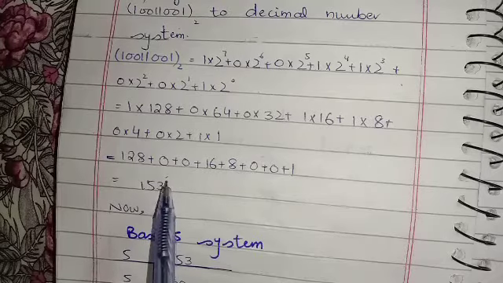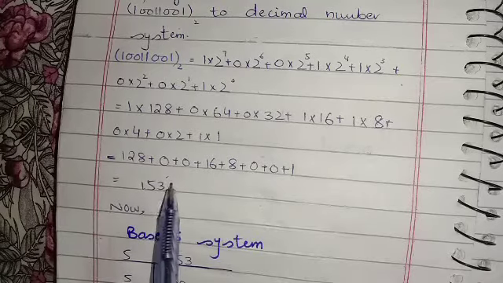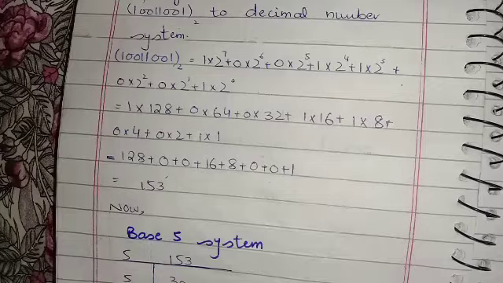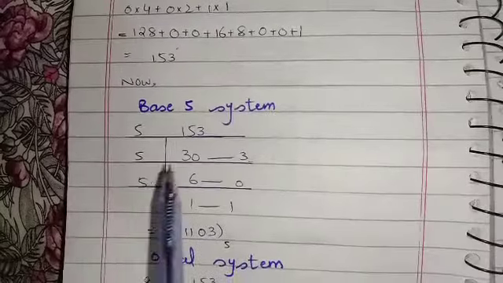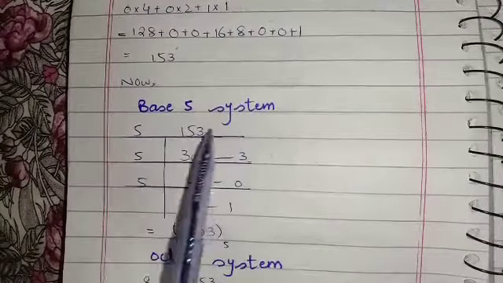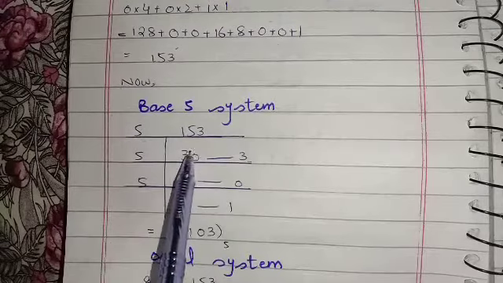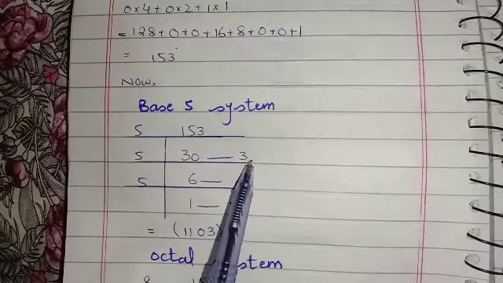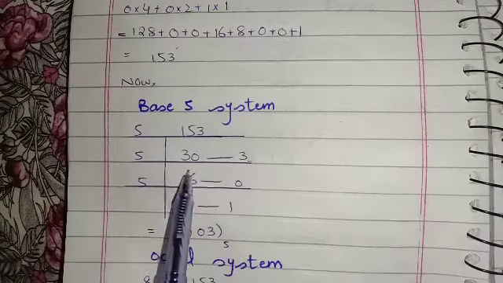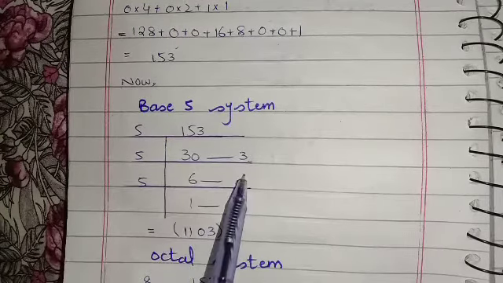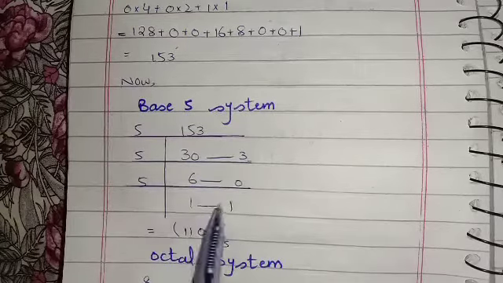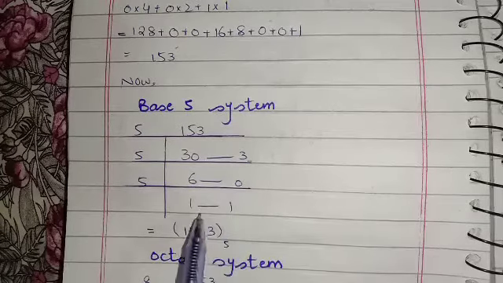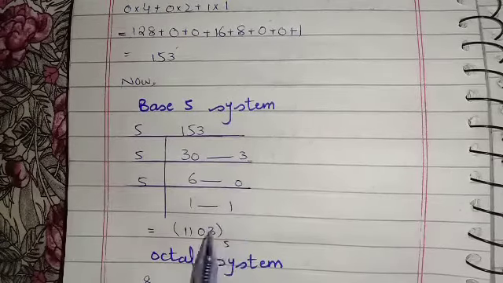We will convert it into base 5 system and then octal system. Firstly, we will convert it into base 5 system. As you can see that 5 3s are 15, 3 is smaller than 5, so we will write 0 here and 3 will write on the remainder side. 5 6s are 30, there is nothing remainder, so we will write 0 here. 5 1s are 5 and 1 will be the remainder, it will be written here. So the answer is 1103 with base 5.